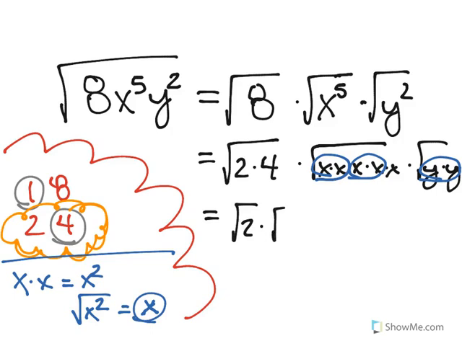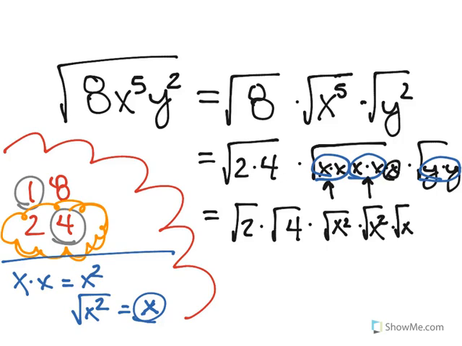Square root of 2 times square root of 4 times square root of x squared, that comes from this right here, times square root of x squared, which comes from this. This last x here will still stay under the radical by itself, times square root of y squared. All right.